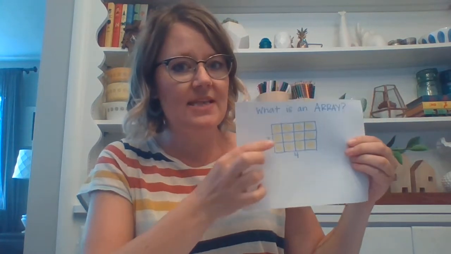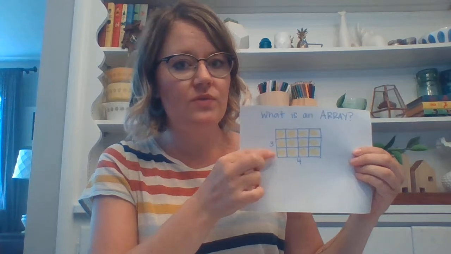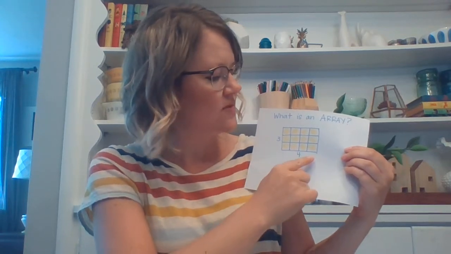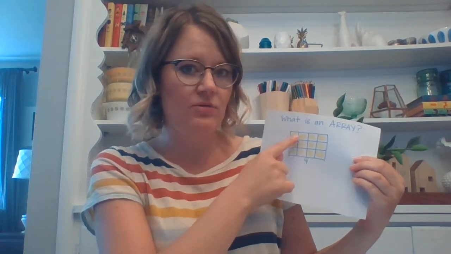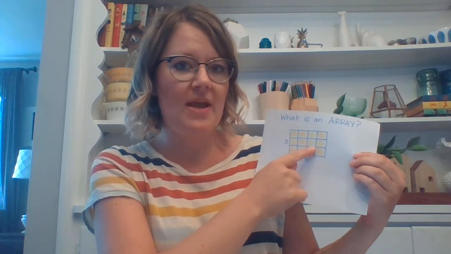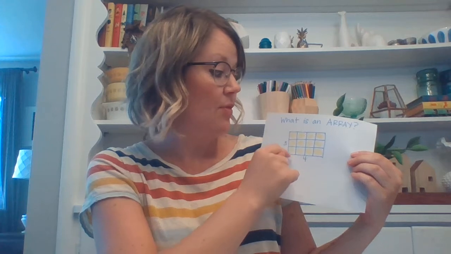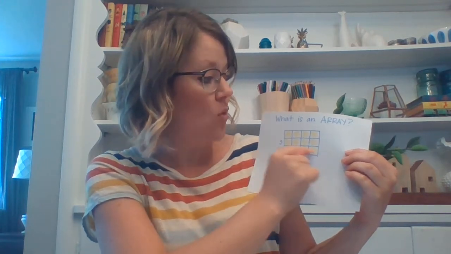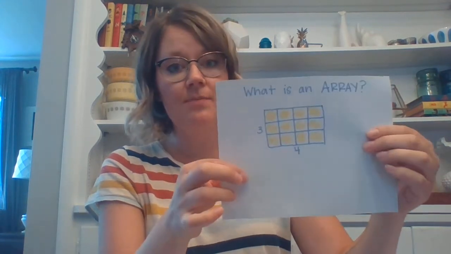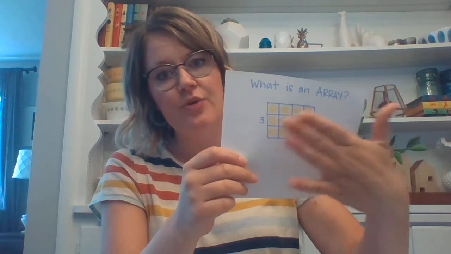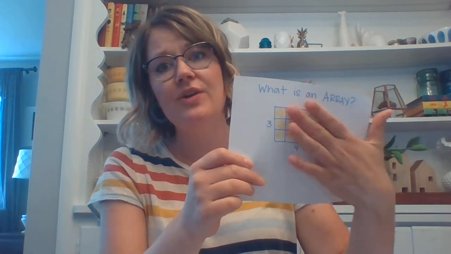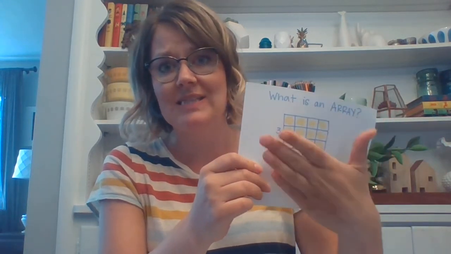So we can see that there are 3 rows and there are 4 columns in this array. And we can either count how many squares are made up in the array, or we could skip count 3, 6, 9, 12, or 4, 8, 12, or we can use what we know about multiplication to do 3 times 4 is 12. And then we know the inside. So we're figuring out the area or the inside space that this array makes.